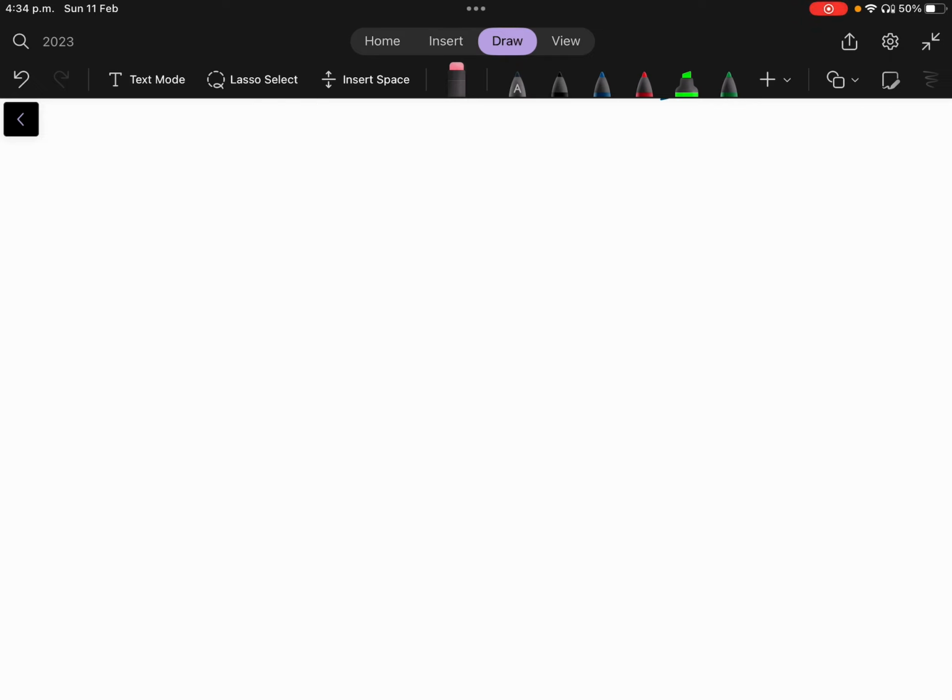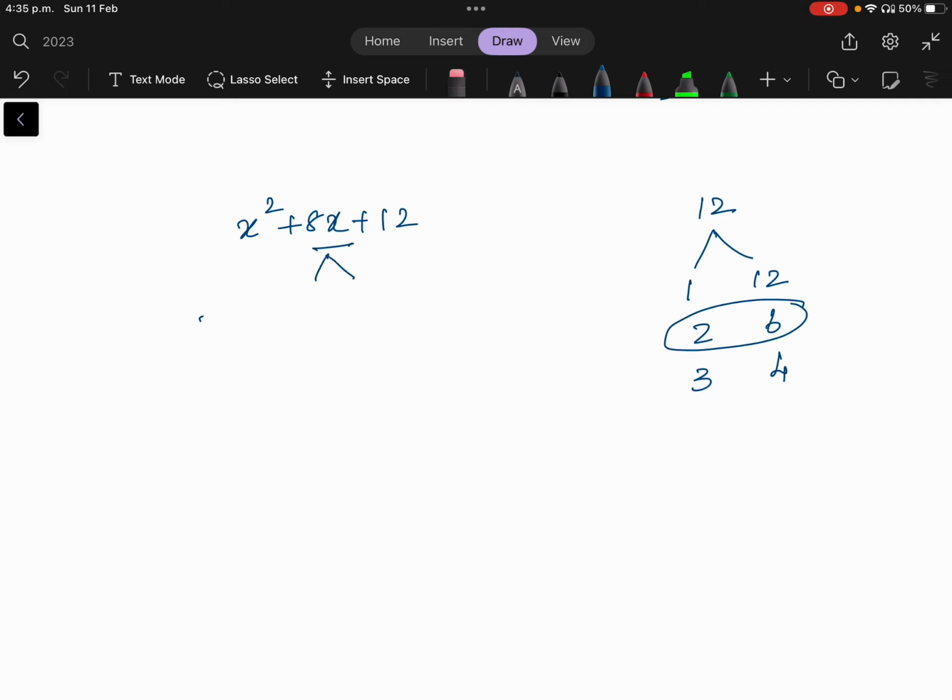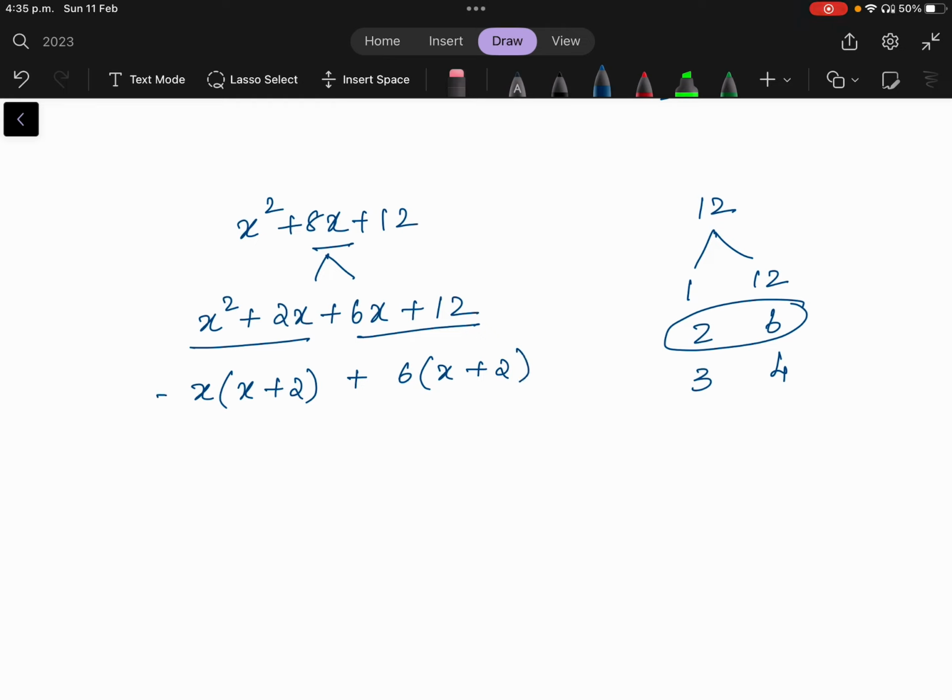So let me try another example. x square plus 8x plus 12. So 12 I'm going to factorize. It is 1 and 12, 2 and 6, 3 and 4. That's it, right? Which of these added together will get 8? It is 2 and 6. So I can rewrite this as x square plus 2x plus 6x plus 12. And then I can combine these two, which is x times x plus 2, plus 6 times x plus 2. That is equal to x plus 2 times x plus 6.